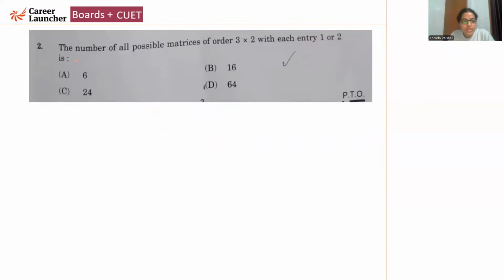This is question number 2. It says that the number of all possible matrices of the order 3 cross 2 is. Now they are giving us the possibility that the entry can be 1 or 2. So in this case, we simply consider the power of 2 as 3 cross 2. So this will give you 2 to the power 6, which is going to be option number D.